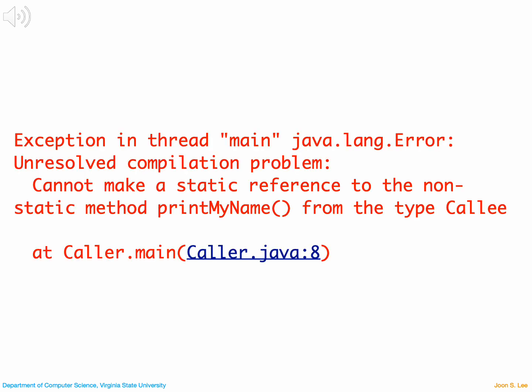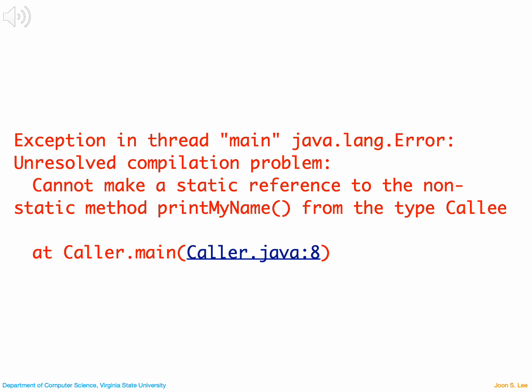Java immediately tells us that something is wrong when we try to run this code. The last line of the message shows exactly where the problem occurred: Caller.java, line 8. This error reinforces an important rule in Java.